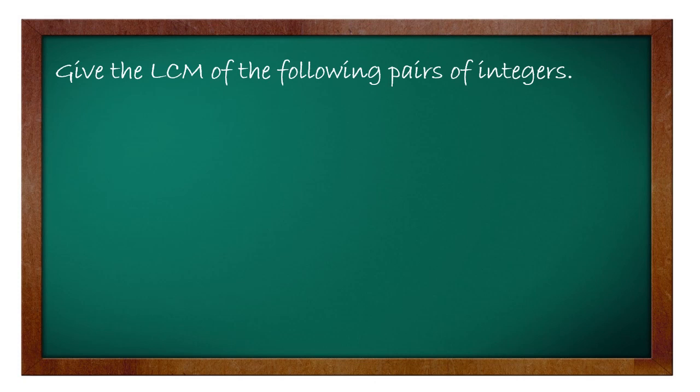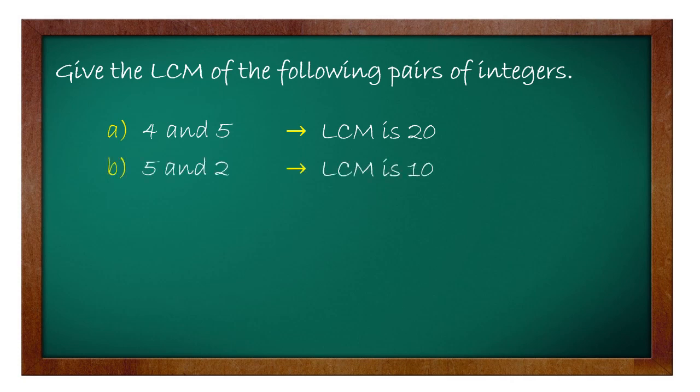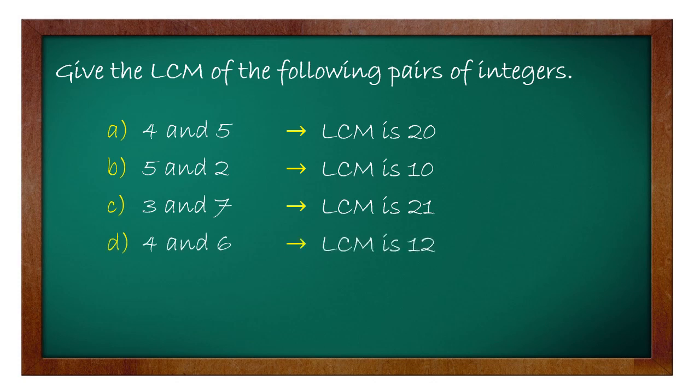So, let's answer this. Give the LCM of the following pairs of integers. 4 and 5. Okay, LCM is 20. 5 and 2. Okay, the LCM is 10. 3 and 7. The LCM is 21. 4 and 6. Okay, the LCM is 12. 8 and 12. Okay, the LCM is 24.